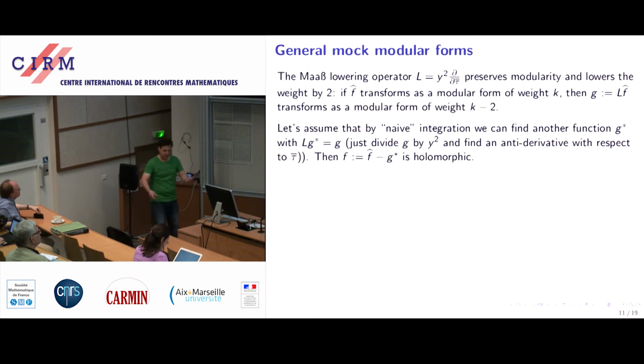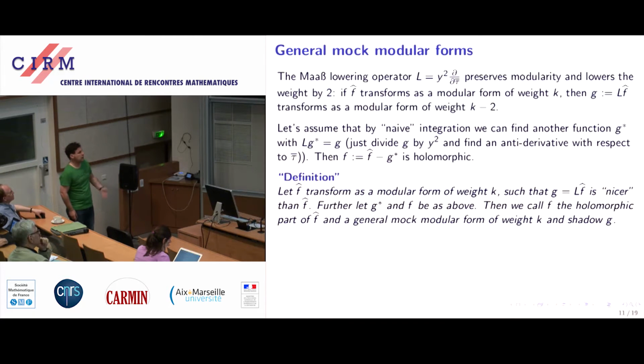And now if we compare the function f hat that I had and the function g star that you had, mine is better because it's modular, yours is probably not. But if you look at the difference, f hat minus g star, because they both give the same thing when you apply the Maass lowering operator, that means the difference is holomorphic. It's killed by the anti-holomorphic derivative. So it's holomorphic. So up to something holomorphic, you've done a pretty good job. So that's it. We now have a holomorphic function. And that holomorphic function I would then call a mock object.